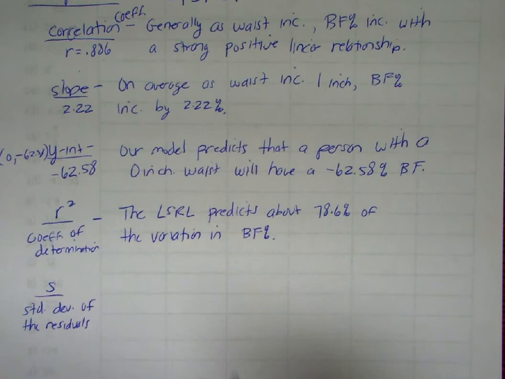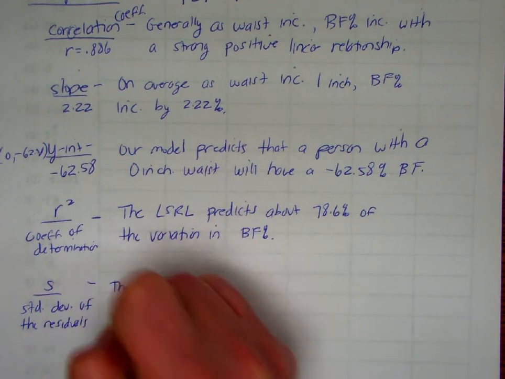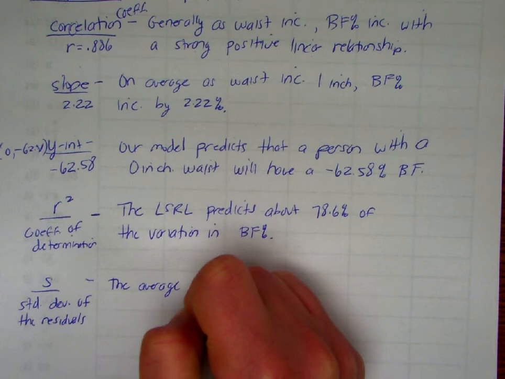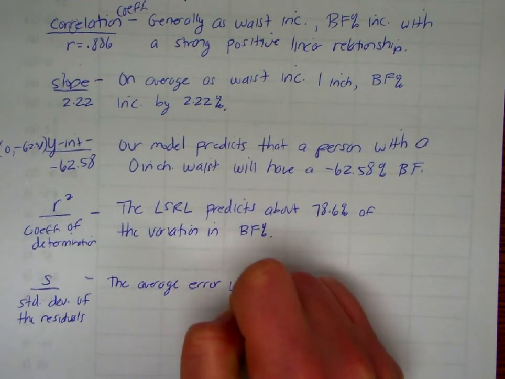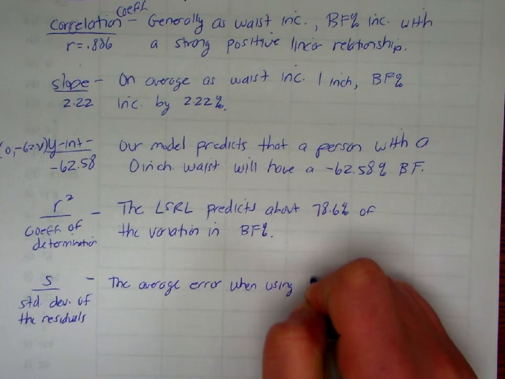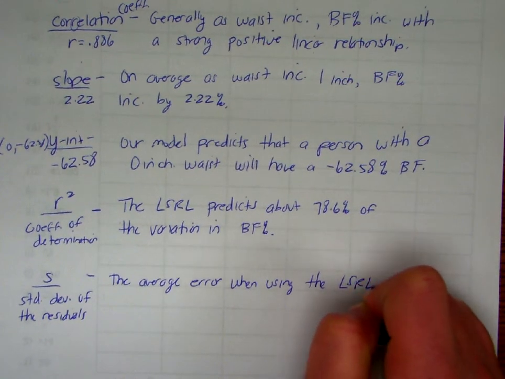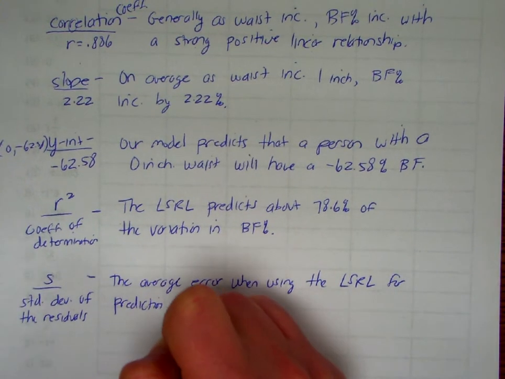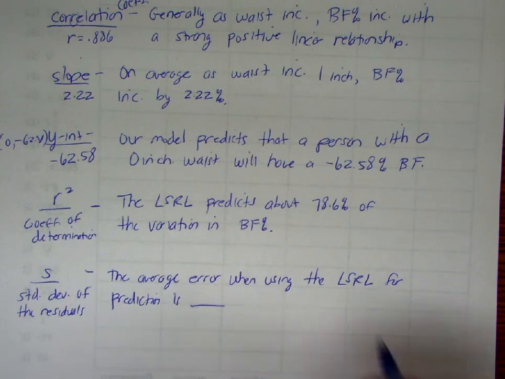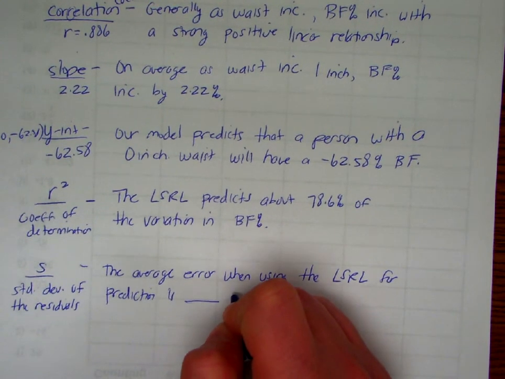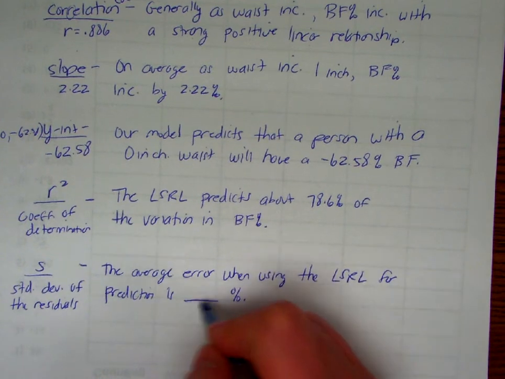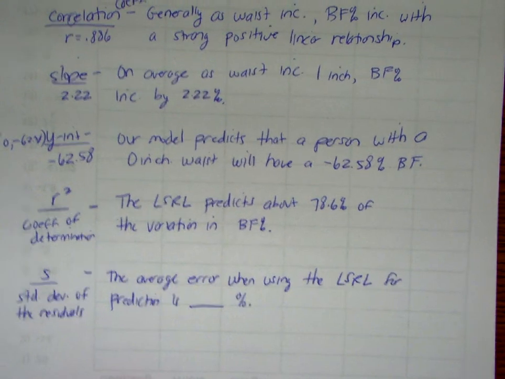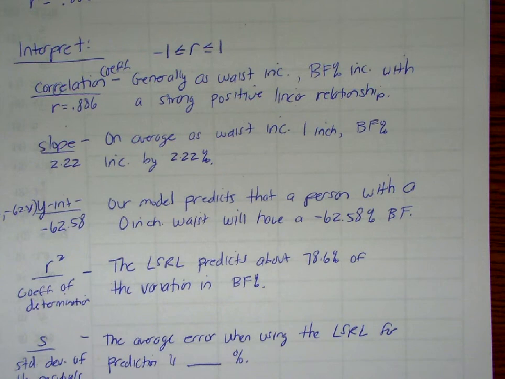The standard deviation of the residuals is the average error when using the least squares regression line for prediction, blank, whatever that number is, and you always use the y variable, which is blank percent. So those are the big ones from chapter 3 that you are responsible for, and I could very well ask you to do this stuff again.